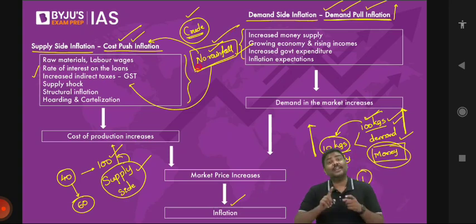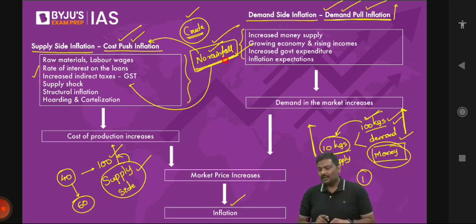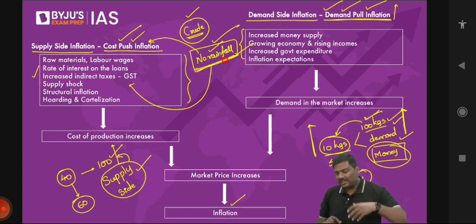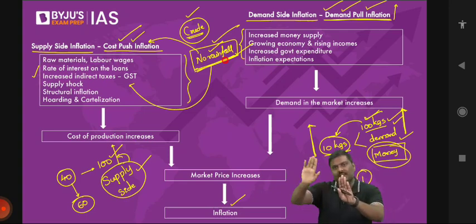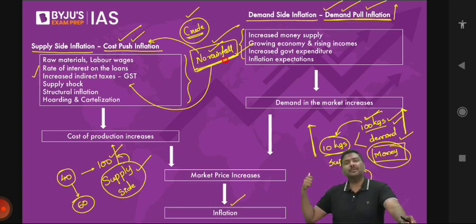So the argument is, if there is no rainfall, agriculture sector, no production. If there is no production, what will happen to supply? Supply will go down. And when the supply goes down, what will happen to prices? Prices will automatically start going up. That is the basic idea. Find out whether this factor is going to have an impact on the supply or demand side. Then decide whether it will cause demand pull inflation or cost push inflation.